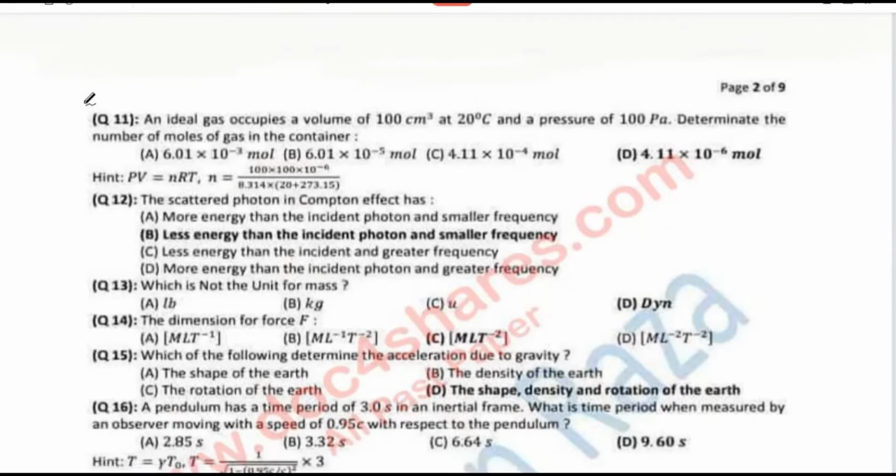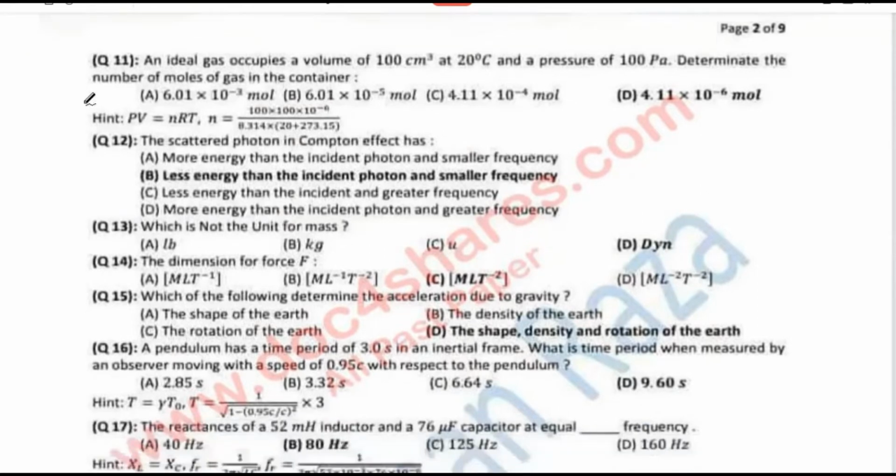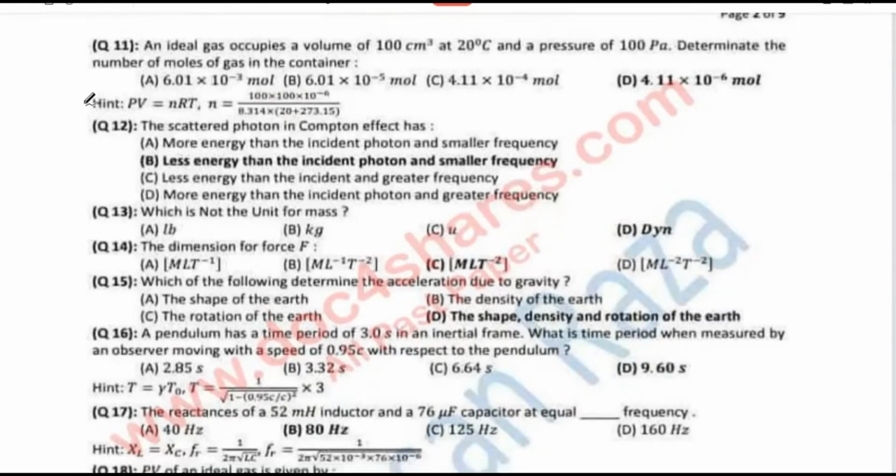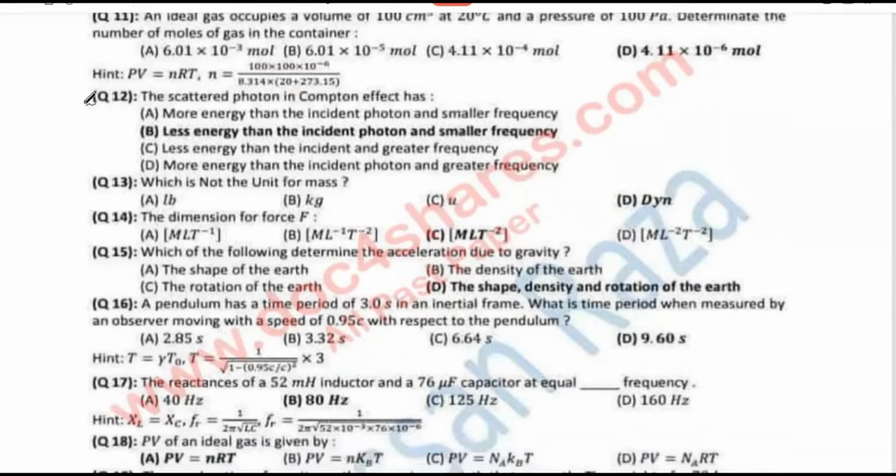Question number 12: the scattered photon in the Compton effect has less energy than the incident photon and smaller frequency. Question number 13: which is not a unit for mass: pound, kilogram, and dyne? So dyne. Question number 14: the dimension of force F is, option C, MLT to the power minus 2. Question 15: which of the following determines the acceleration due to gravity? The shape of the earth, the density of the earth. So the answer is option D, the shape, density and rotation of the earth.